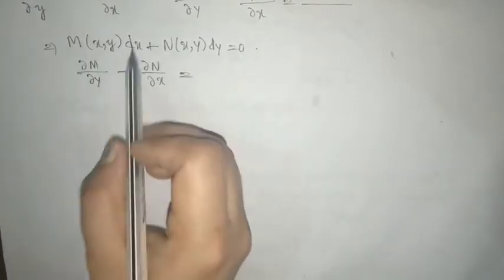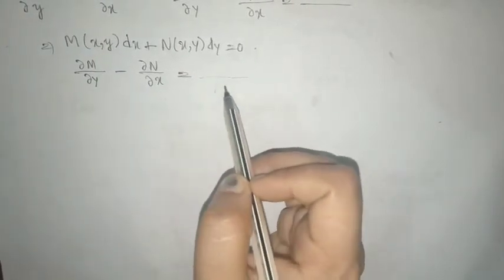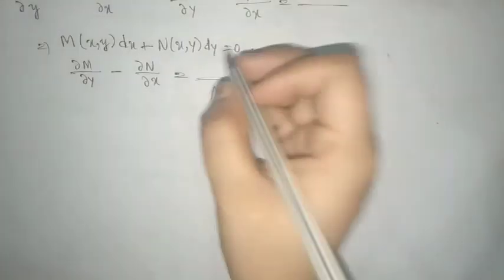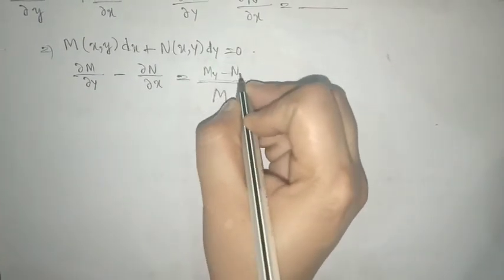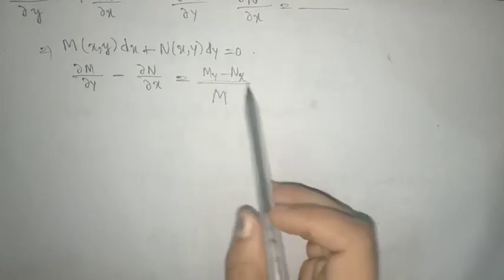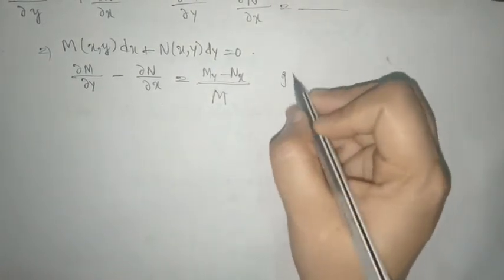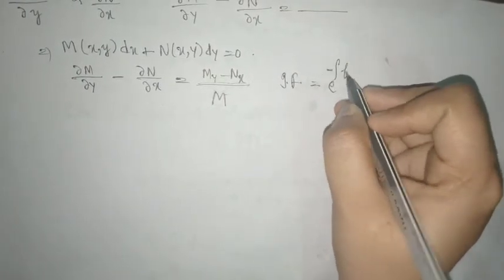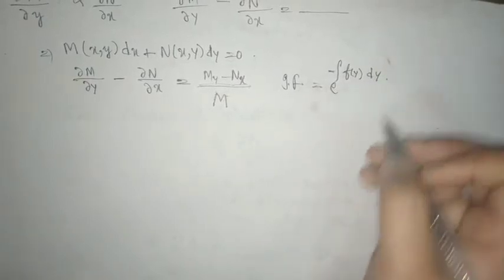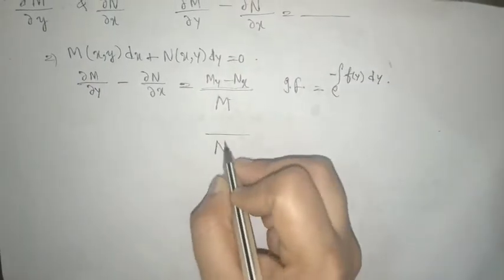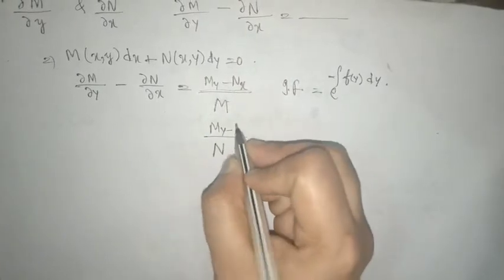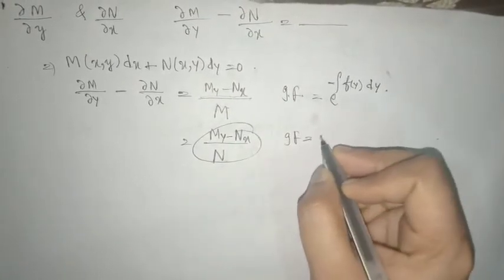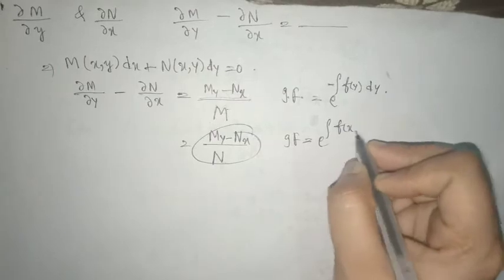So if it is similar to M, then we will divide M, else we will divide N. If we are dividing M in the denominator, then see, this is my minus nx. So if we are dividing M in the denominator, then its integrating factor will be e to the power integration minus f of y dy. And if we are dividing N in the denominator, my minus nx by N, then its integrating factor will be e to the power integration f of x dx.